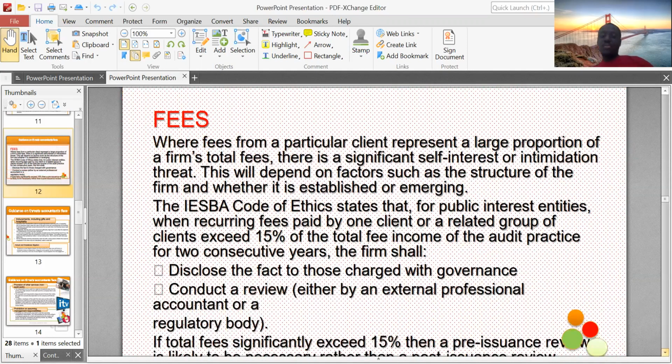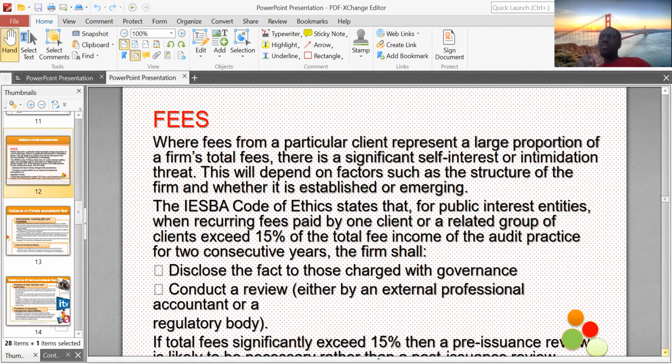fees, audit fees. Where fees from a particular client represent a very large portion of the firm's total fees, there's a self-interest threat. Why is this the case? Because let's say an audit firm, ABC Company Limited, receives total audit fees of about 5 million, and only one client is giving them, let's say, 80% of that 5 million. There's something going on there. That's what the code is discussing here.